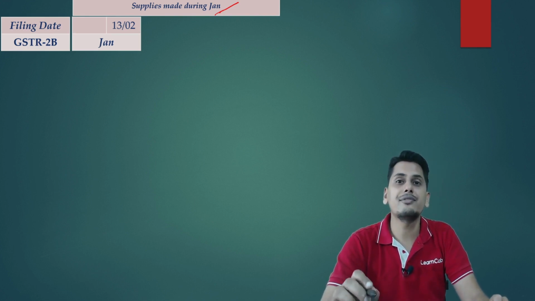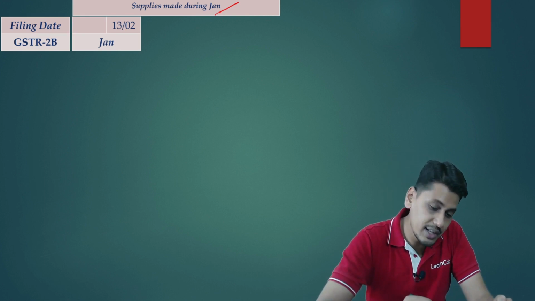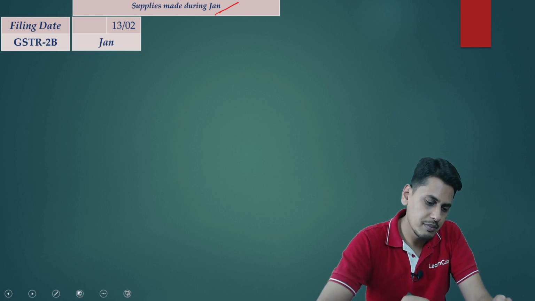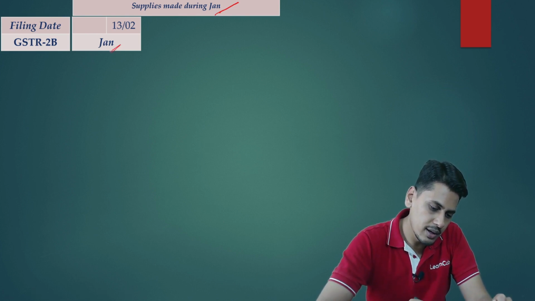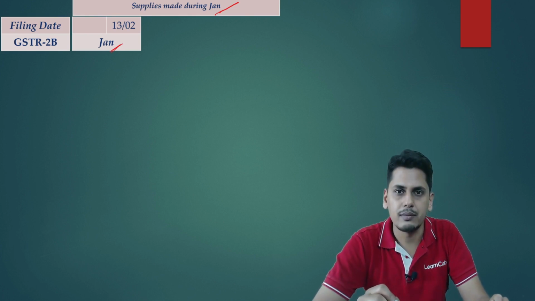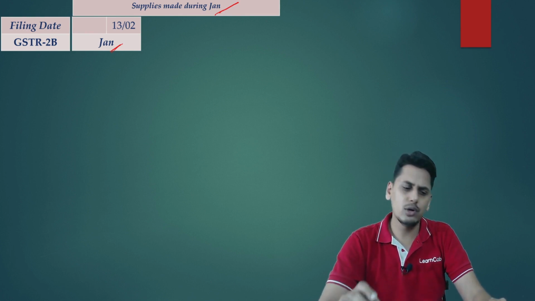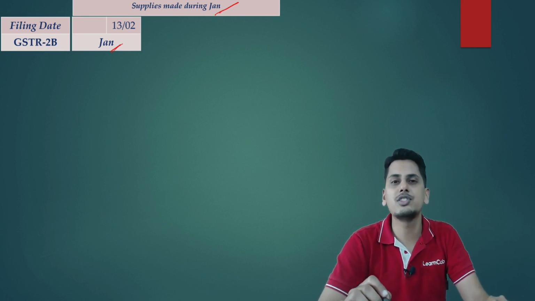I am sure by now you know all the due dates. For the month of January, IFF needs to be furnished by 13th of February. So if this particular invoice is included in it by 13th of February, it would appear in January month's GSTR-2B. However, if the details are given on or after 14th of February, it would not appear in January month's GSTR-2B. It would be appearing in February month's GSTR-2B.